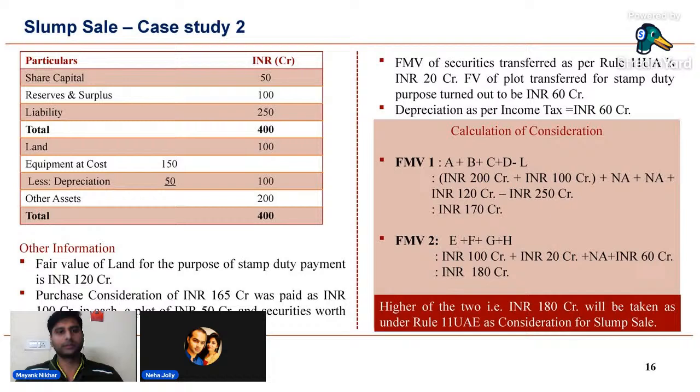We come to the next case study. So suppose this is a balance sheet, 400 crore company, 400 crore asset size company. This is land, equipment. So what is to be noticed here? So there's only one immovable property, land. This equipment is plant and machinery at original cost of 150 less depreciation. This is accumulated depreciation as per Companies Act. This is other asset 200.